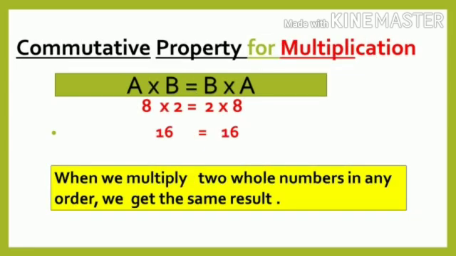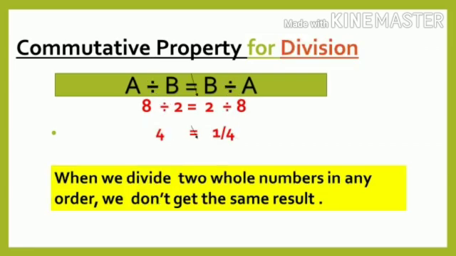After subtraction, now the commutative property for multiplication. Let A be equal to 8 and B be equal to 2. The product of 8 and 2 will be 16. And when we interchange the numbers, meaning B comes first and after B, A comes, then 2 multiplied by 8. When we multiply 2 and 8, the result will be the same. So we can say that when we multiply two whole numbers in any order, we get the same result.